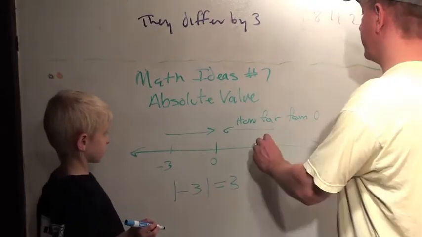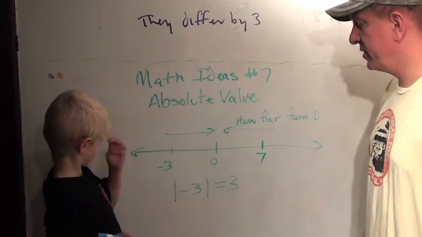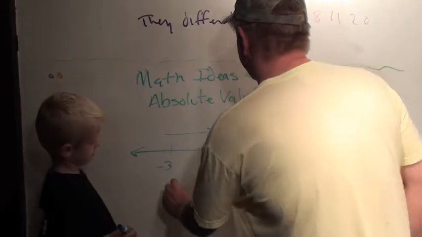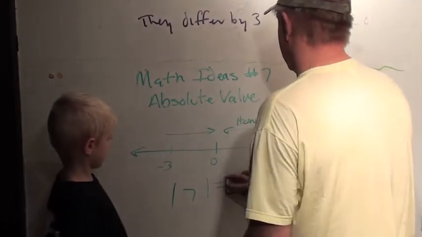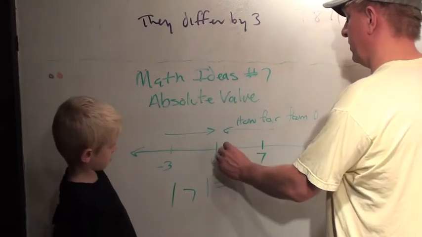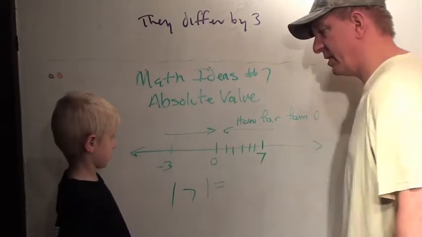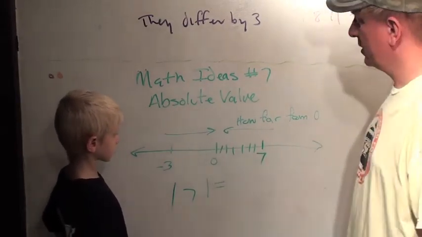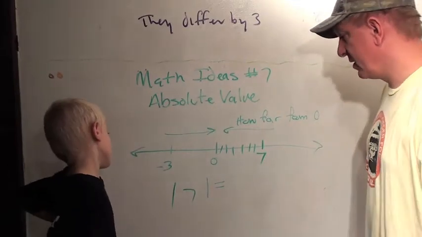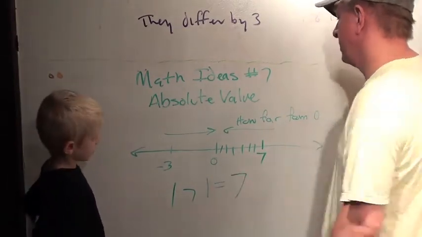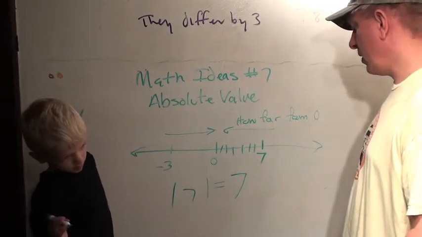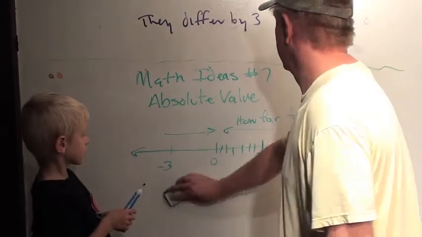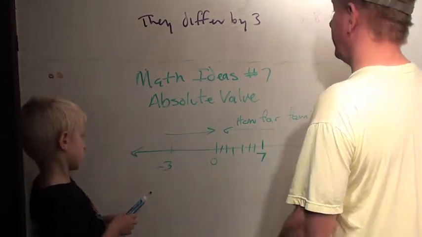Now, how far is, say, 7 from 0? 7. And why is that? Because in order to get to 0, you just have to walk 7. 1, 2, 3, 4, 5, 6, 7. Okay? So the absolute value of 7 is? 7. Okay, good job. So actually absolute value isn't that hard. But I'll maybe give you some hard problems. Okay? So we just have to figure out how far away we are.